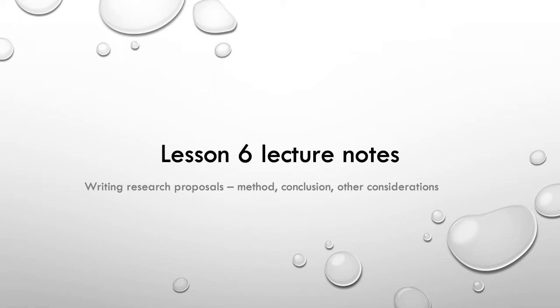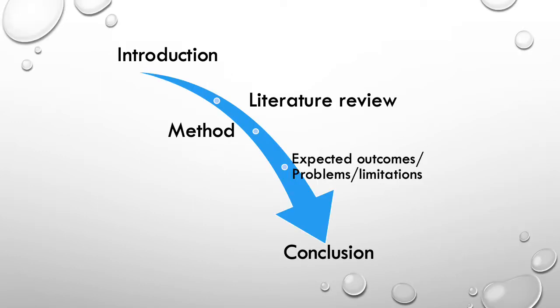Today, we will continue to talk about writing research proposals, particularly looking at method, conclusion, and some other things that you could include in your proposal. The other things you could include or you should include are the expected outcomes. Sometimes we would call this the hypothesis, your expected problems, or the limitations of your study. Then conclusion.